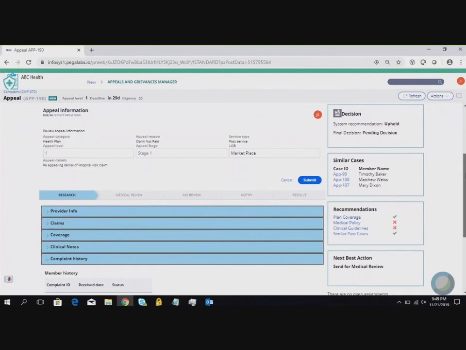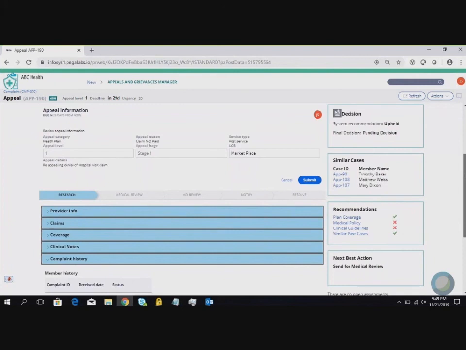The third thing is the recommendation. Here we have built an automated bot that runs behind the scenes and checks whether this appeal met the plan coverage, whether it met all the medical policies and clinical guidelines, and whether the outcome was similar in similar cases. So that view is provided to the ANG coordinator, John, here. But you will see the other actors also have the same view.